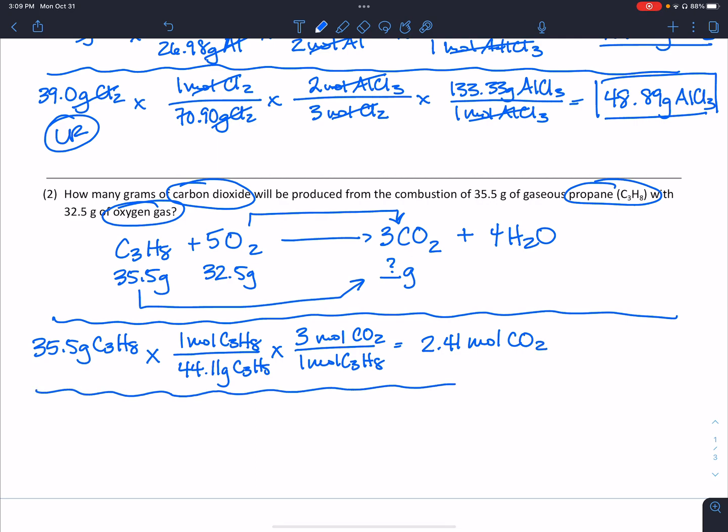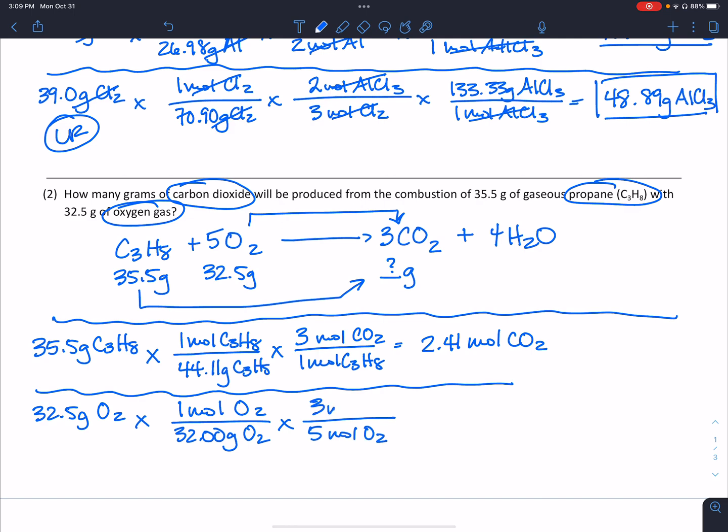All right, so now I'm going to switch from C3H8 to O2, so 32.5 grams of O2, and go to moles with its molar mass. So 1 mole of O2 has a molar mass of 32.00 grams. And then my mole ratio, for every 5 moles of O2, I can produce 3 moles of CO2. All right, so I check my math here. 32.5 times 3 divided by 32 divided by 5, 0.61 moles of CO2.